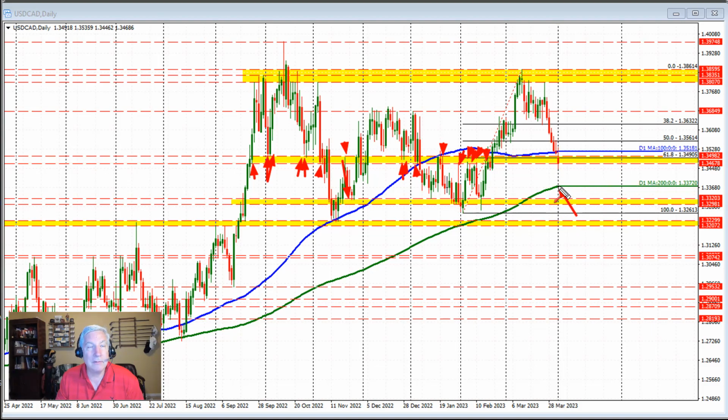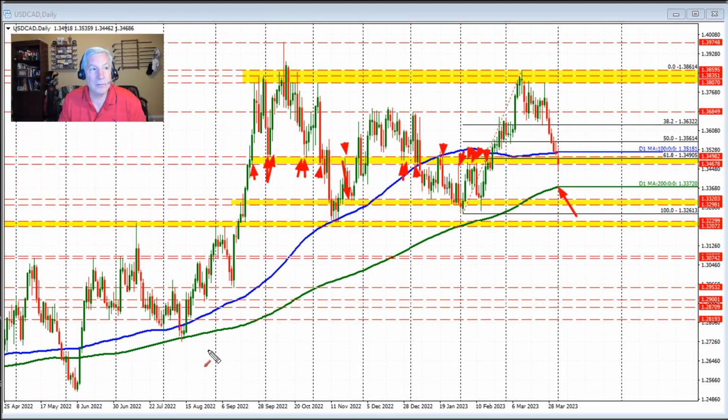On the downside, we have the 200-day moving average, which hasn't been breached since August of 2022, having closed below it back here in June of 2022. So that 200-day moving average is going to be a key level if the momentum to the downside can continue.